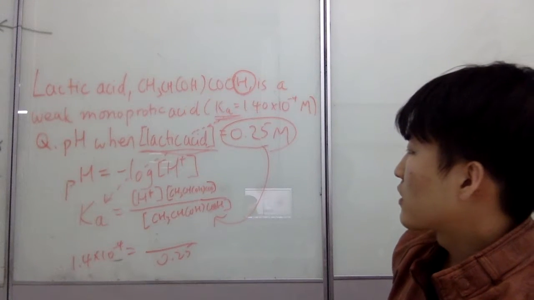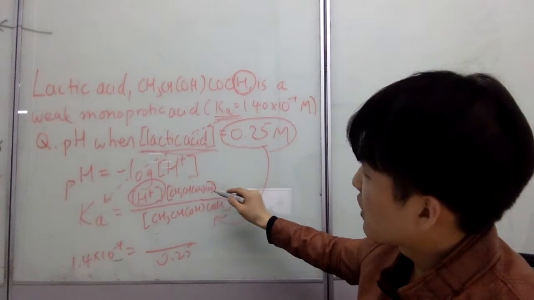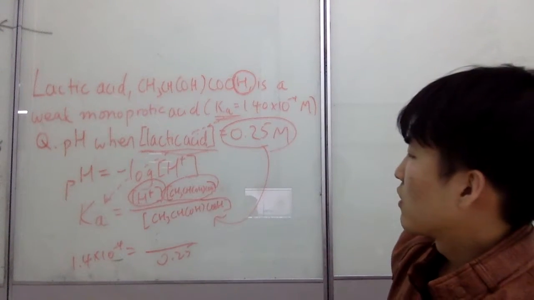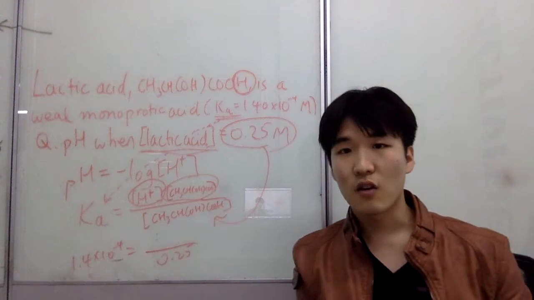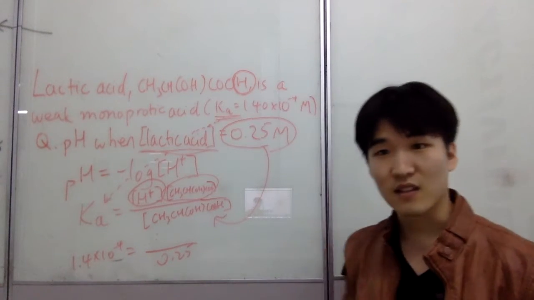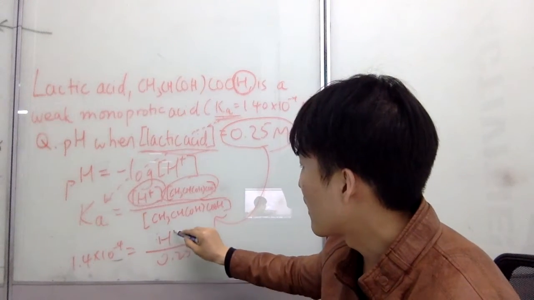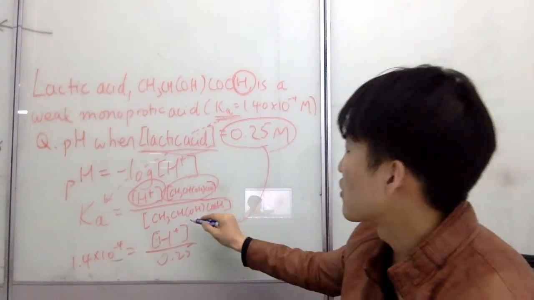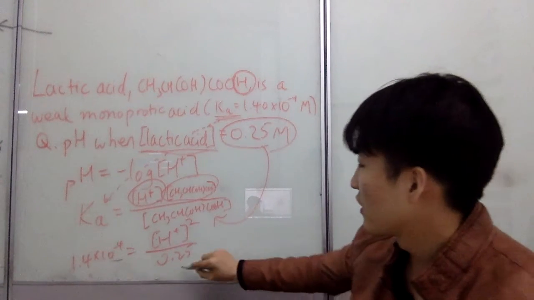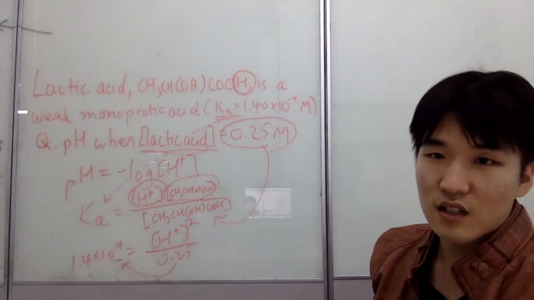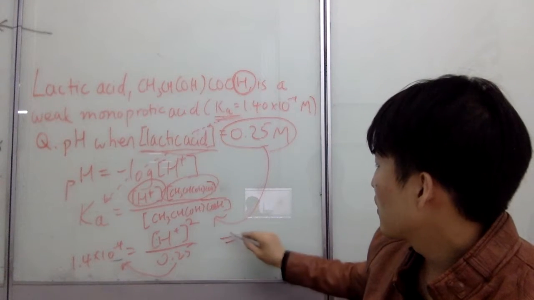H plus, we need to find this. How do we know the value of that? Well, we know that the H plus concentration should equal the concentration of the conjugate base of lactic acid, meaning that these values should be the same, so we can write that as H plus concentration squared. So all we have to do is get that off to the left-hand side, use a calculator, and then simply square root that.